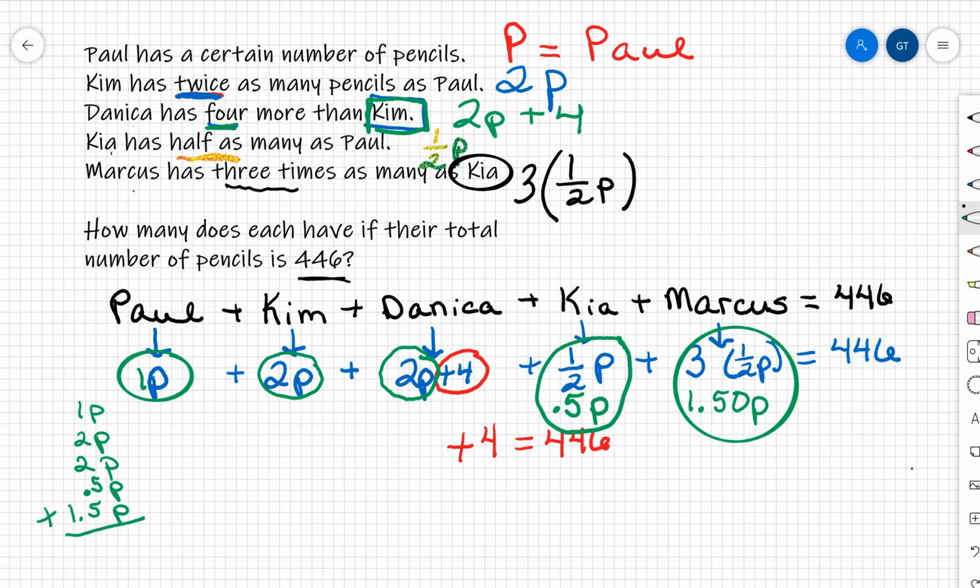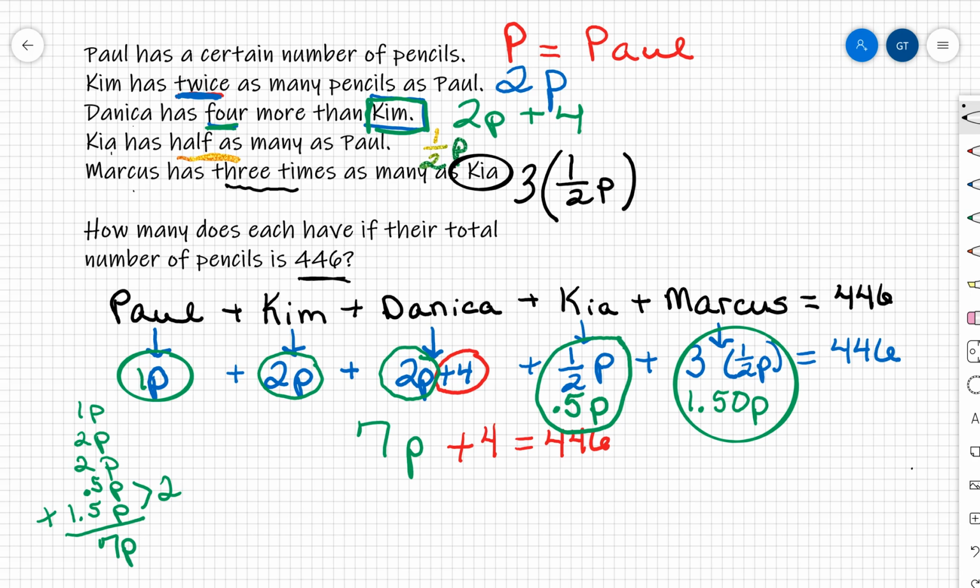Now I'm adding those up. So I have 2, 4, 5 and a half. 5 and 1/2 plus 1 and 1/2 will give me 7P. Okay, so 1.5 plus a 0.5 is 2. I can do that one easier that way. So 2 plus 2 is 4, plus 2 more is 6, plus 1 is 7. So I have 7P plus 4 equals 446. From here, I'm just solving an equation, okay?